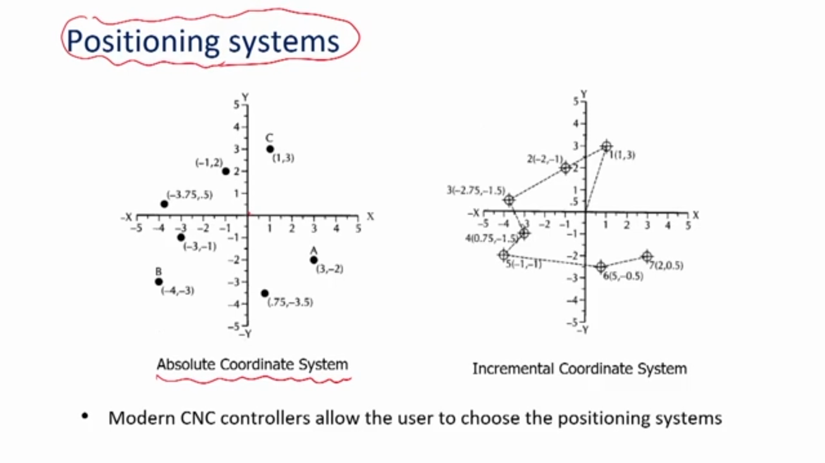Well, in case of the incremental coordinate system, the specification of coordinates of a point is dependent upon its previous point or previous location. So, let us consider that the system is having origin at this location, and now we have to specify the point 1 which is having the coordinates 1 3 with respect to the origin 0 0.